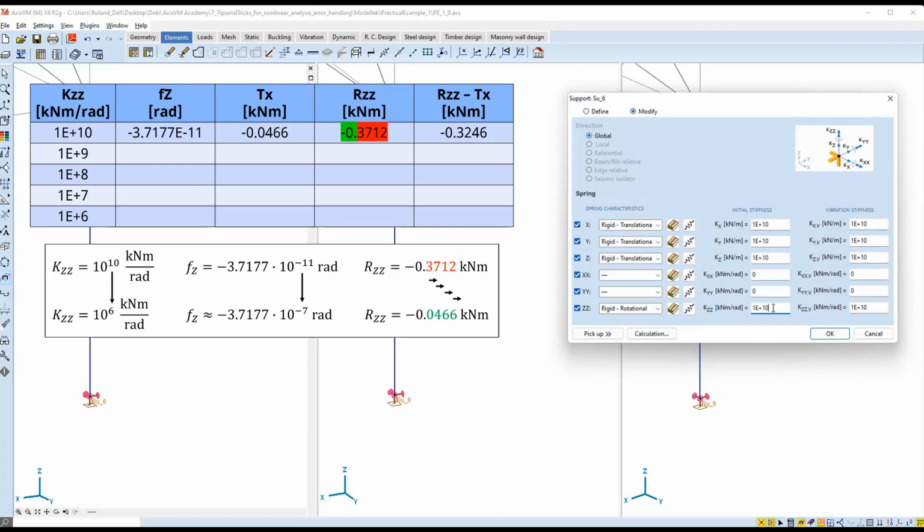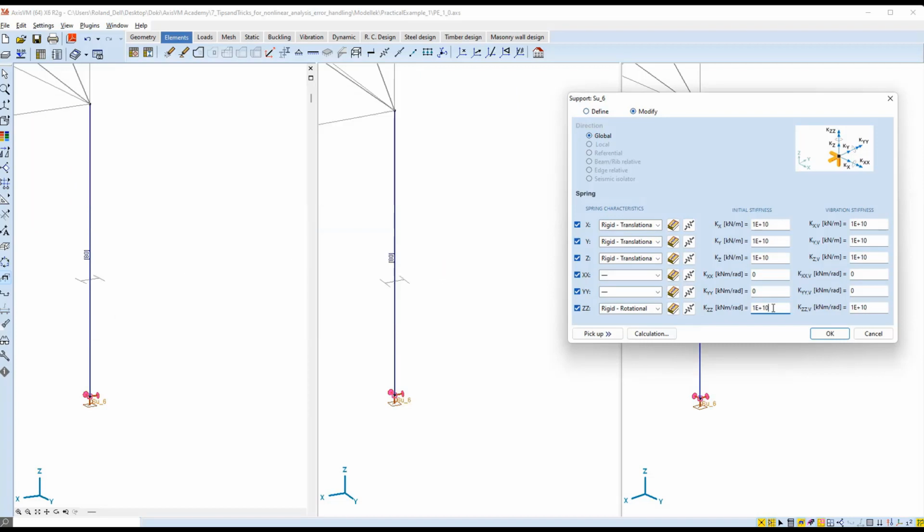But this value will still be negligibly small. Therefore, the softened support can still be considered a rigid support. It will be soft enough to get an accurate support moment, but also stiff enough to be considered a rigid constraint. Let's try it out. As a first trial, let's decrease the rotational stiffness of the support to 10 power 9 kN per radian.